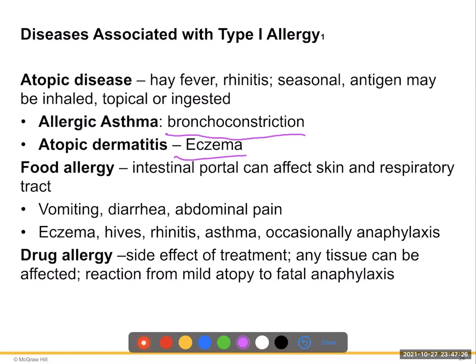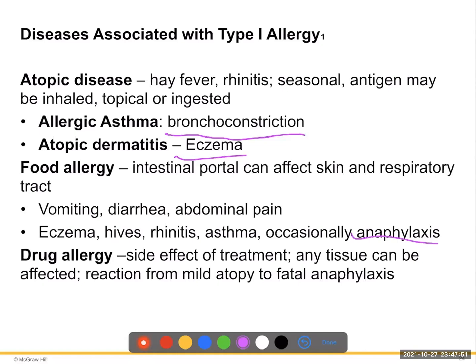Food allergies. The intestinal pore can affect skin and the respiratory tract. With food allergy, you can get vomiting, diarrhea, abdominal pain. Eczema, hives, rhinitis, asthma. Occasionally anaphylaxis. Anaphylaxis is rare, but it does occur as a reaction. And that shuts down your circulatory system and the respiratory system.